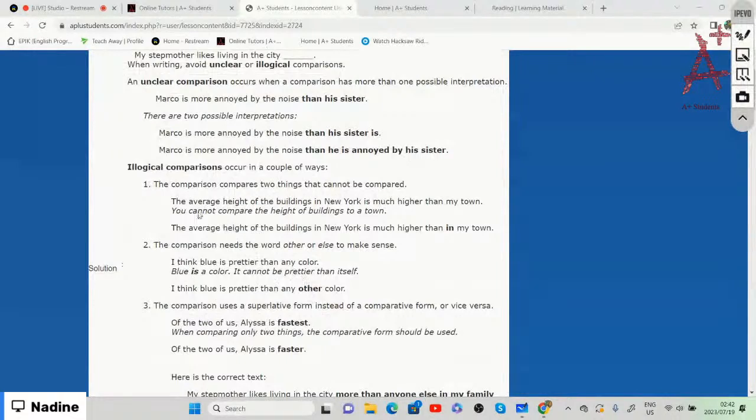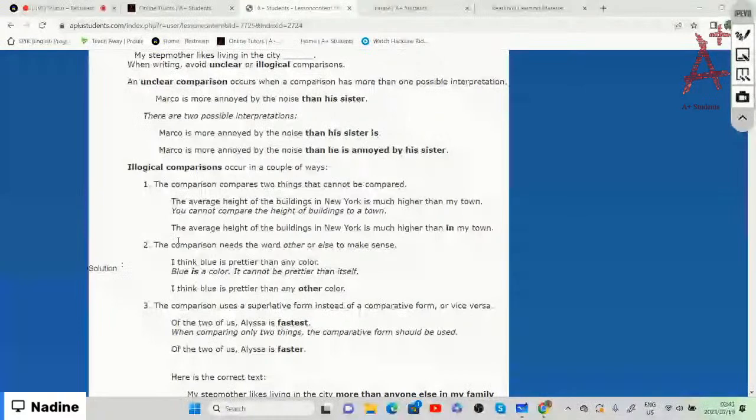For example, the average height of the buildings in New York is much higher than my town. You cannot compare the height of a building to a town because it does not make sense. You need to compare buildings with another height, or with a house or a factory. That is the comparison if you want to compare height, for example.